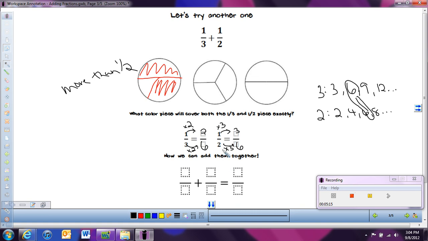So now I have common denominators. I can add these two together. 2/6 I have here. Here I have 3/6. I can add them together and get 5/6. So 5/6 of this whole circle is shaded. Yes, that's more than a half. It's less than a whole. So we know that we did it right.